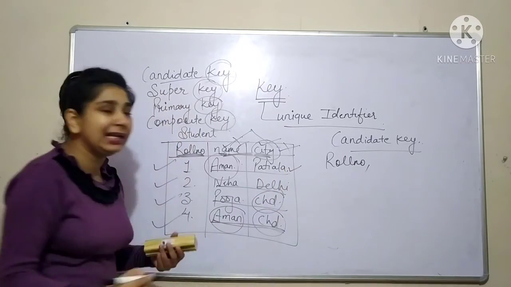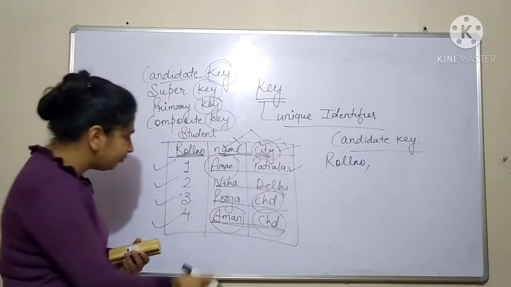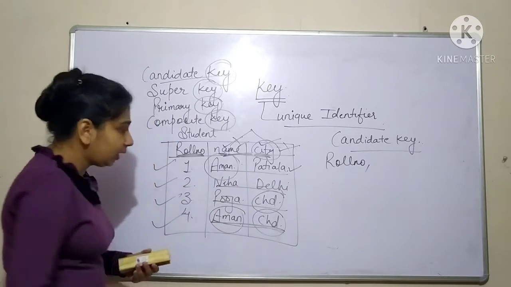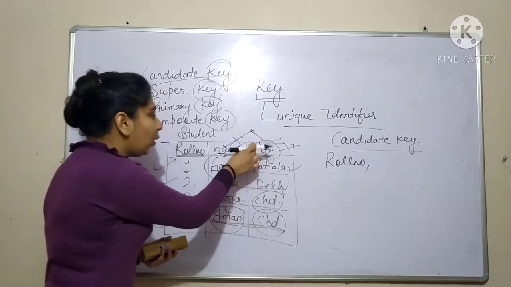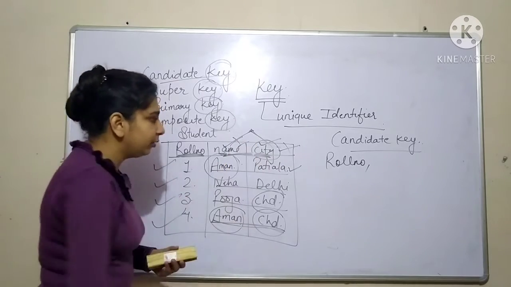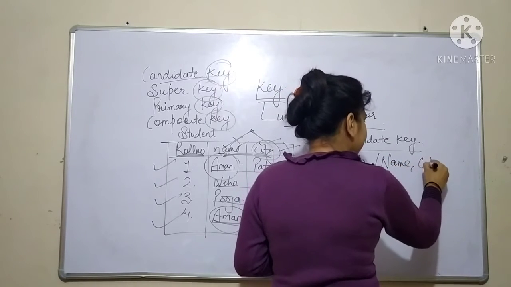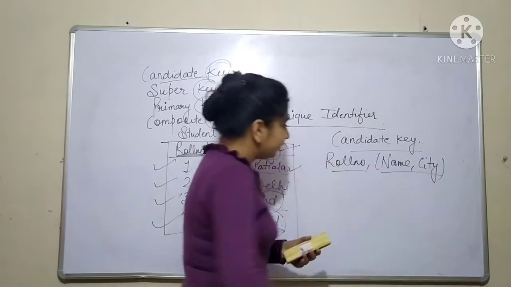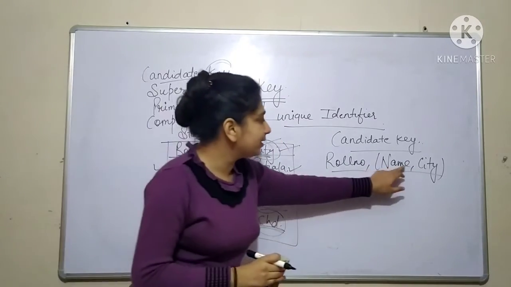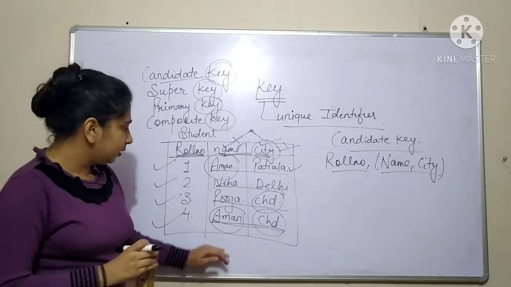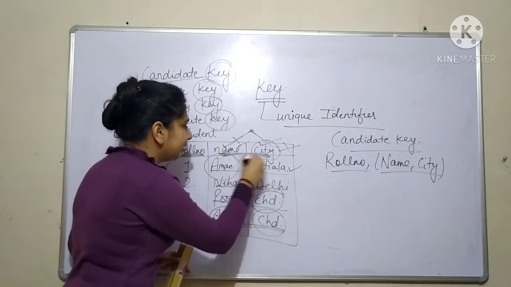If we have Aman Patiala, there is no other place where you will be finding Aman and Patiala. We have Aman and Chandigarh. So if you combine these two attributes together, then we can also consider it as the key attribute. So what is going to be the second key? Name and city. Okay. These combined attributes can also be used as the key. Okay. So we have two keys possible in this case.